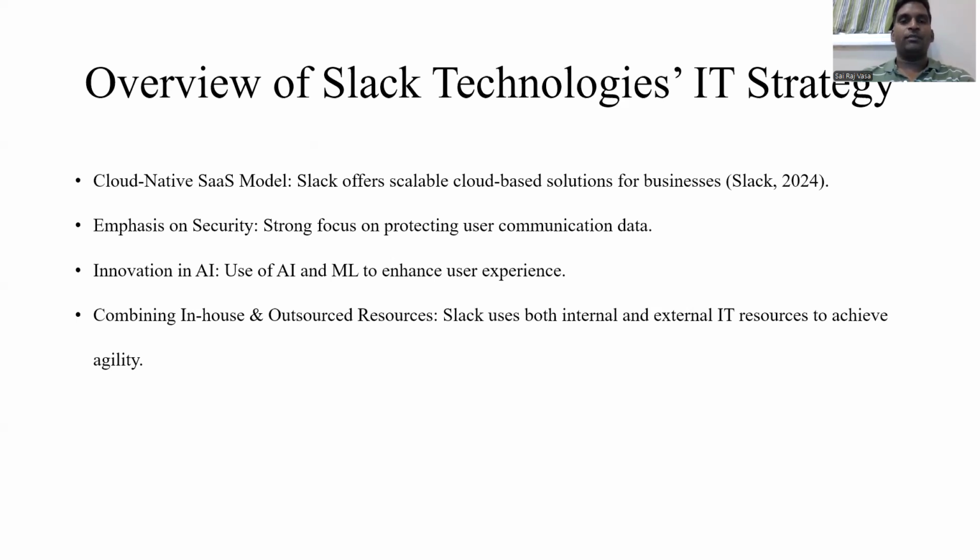Innovation in AI. Currently, Slack is implementing emerging technologies including AI and ML in its products. The application areas of AI include making search components more advanced, implementing computerized processes, and enriching the user interface.